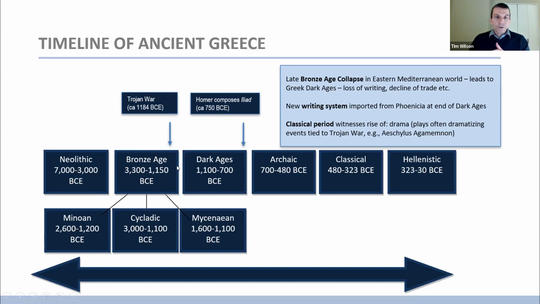And the events of the Trojan War occur in the late Bronze Age. So within the Bronze Age, we had a period of Minoan ascendancy. So the Minoan culture in Crete, the Cycladic period, and then this Mycenaean period. So the Mycenaean period where the dominant city seems to have been Mycenae, which is the home of Agamemnon in the story, but also historically. And it's in that period that the Trojan War seems to have taken place.